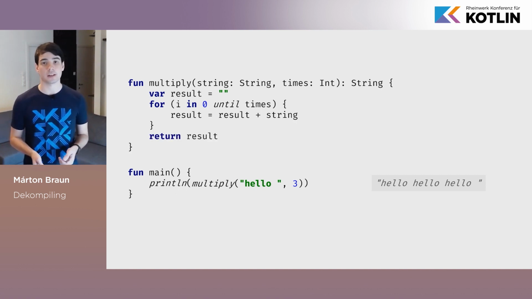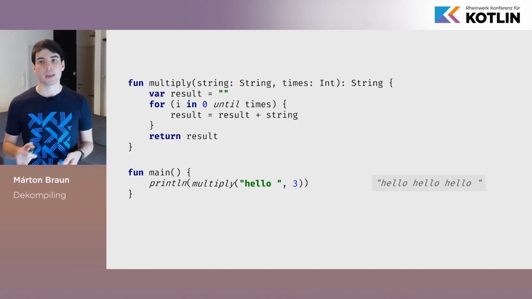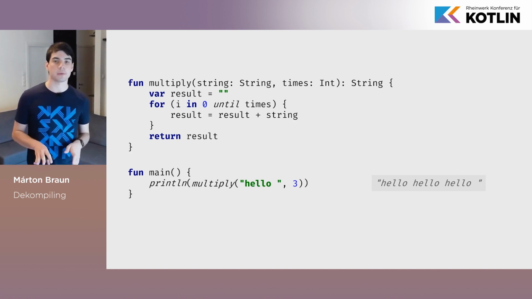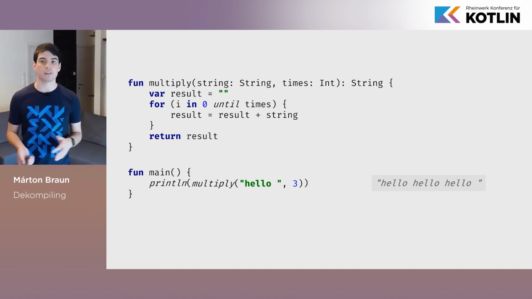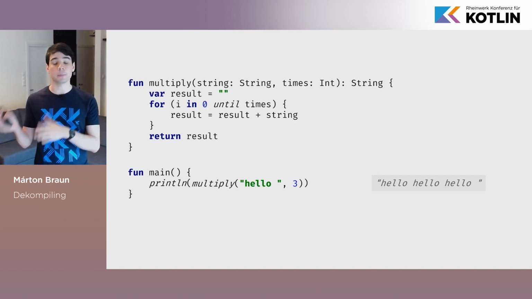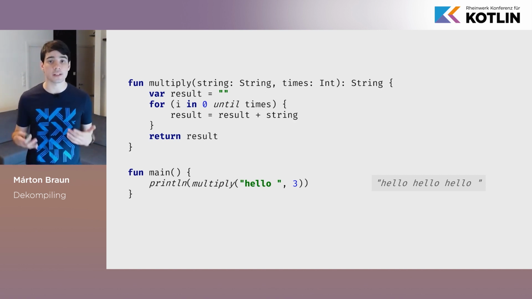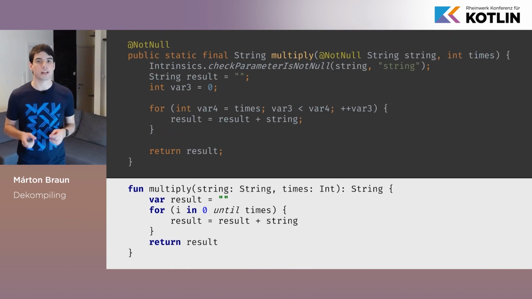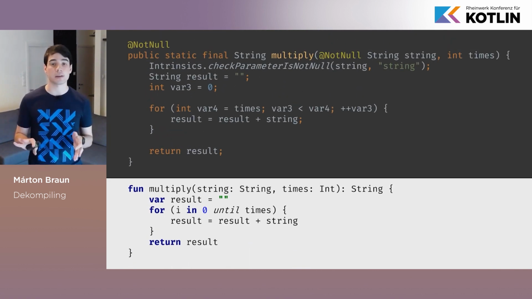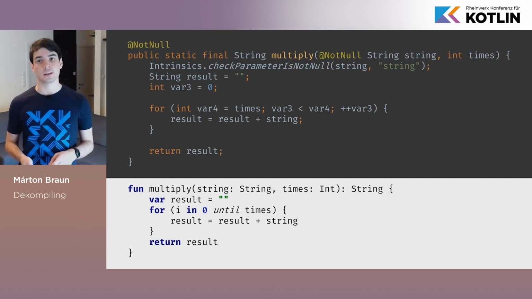And at the end of the method, I'm going to return the result. So this is our first implementation of the multiply function. And now I'm going to run this through the compiler and then the decompiler, and see a Java representation of its bytecode, which looks like this. Since this is our first sample, we're going to go through this line by line.